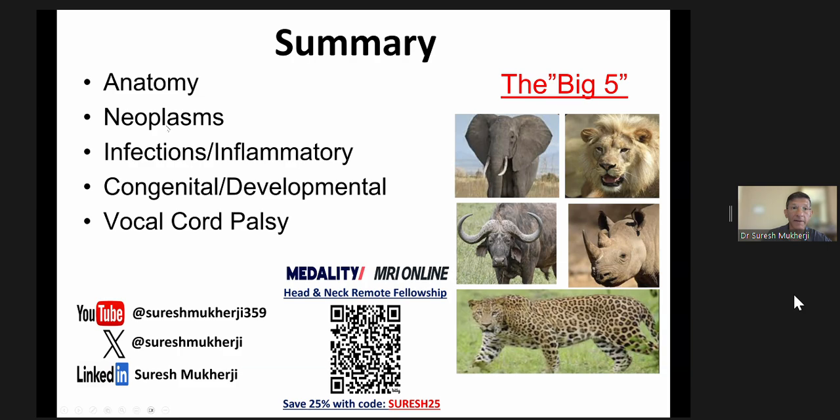We talked about neoplasms. We primarily focused on squamous cell carcinomas, and I gave you a certain checklist, key elements to include in your report. We also talked about infectious and inflammatory processes, that occasionally we can make a specific diagnosis, albeit it can be hard at times. A little bit about congenital and developmental anomalies. We pretty much focused on thyroglossal duct cysts, predominantly, and laryngoceles just based on time constraints. And then finally, we ended up with vocal cord palsy.